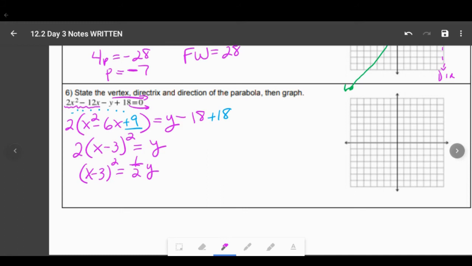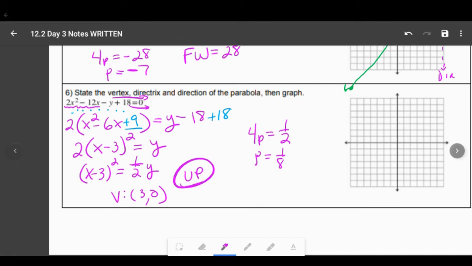So now I can figure out my vertex, that's going to be 3, 0. It's x squared, so I know it goes up or down because it's positive 1/2. That means it's going to be opening upward. Here's a little bit trickier part. I know that 4p is equal to 1/2. Be careful with your fractions. So I know that p is 1/8.